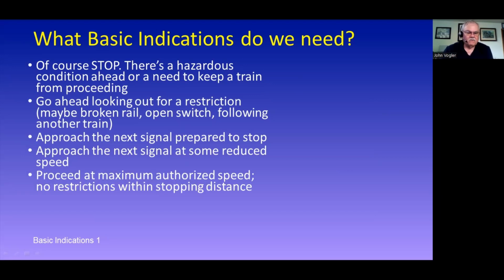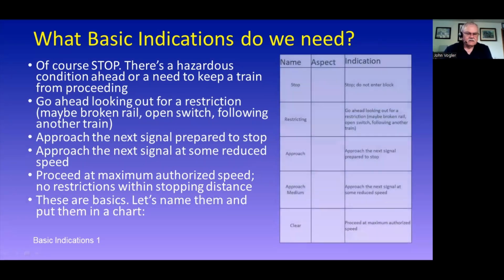We also need one to say, okay, keep going. There's nothing ahead, nothing to worry about. Proceed at maximum authorized speed because there's no restrictions within stopping distance. So let's give these aspects, these indications, names, and we'll put them in a chart. So this is what a basic signal chart looks like. We have the name, we will develop the aspects, and we have the indication.